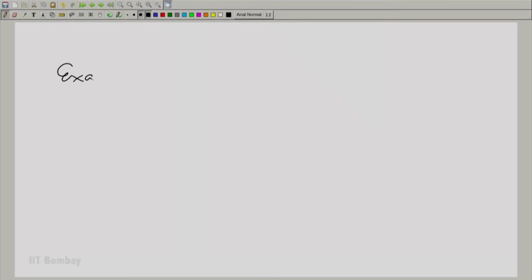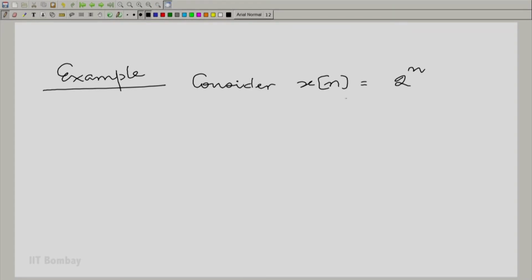Let us see. Let us take the example of just 2 raised to the power of n. Consider x of n is 2 raised to the power of n for all n.